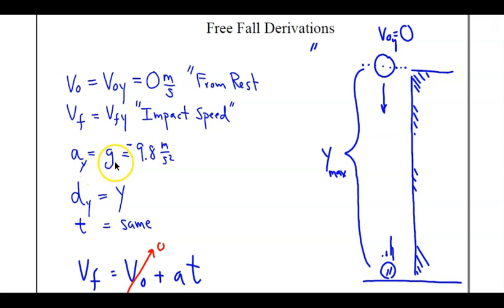And of course, if something is falling down to the surface of the earth, its acceleration is equal to gravity, negative 9.8 meters per second squared, and the negative means down. The dy, the distance on the y-axis, equal to the letter y, is so many meters above the ground, and the time it takes to hit the ground is called the free fall time.